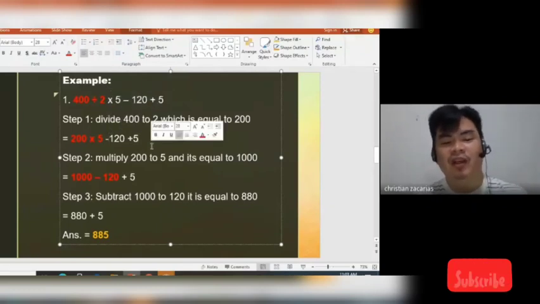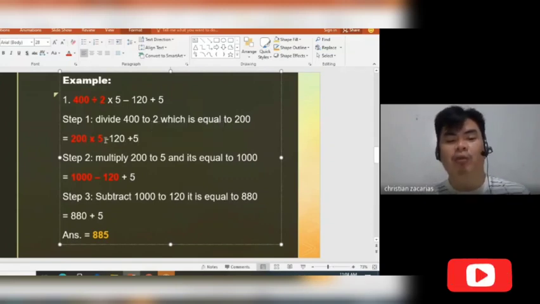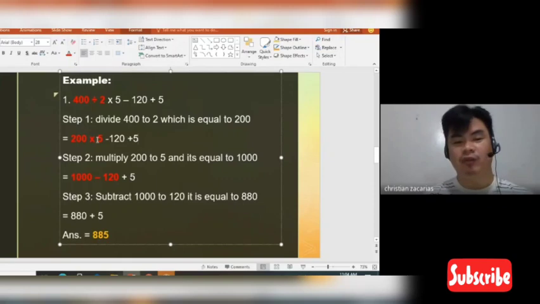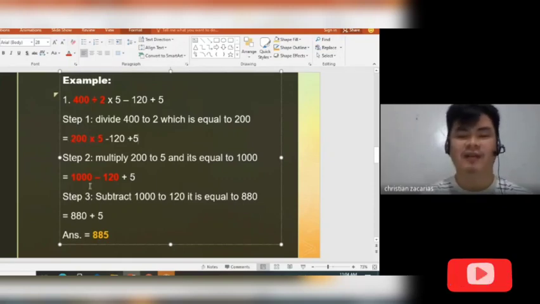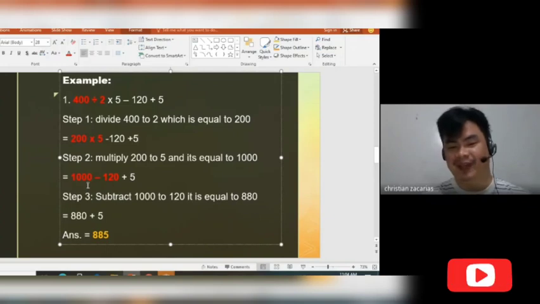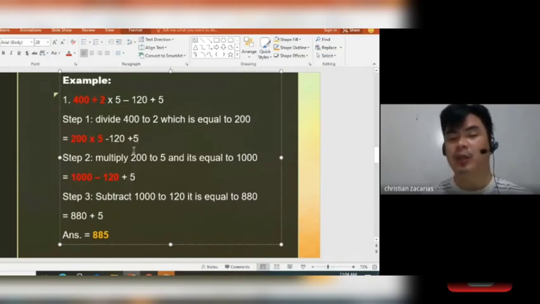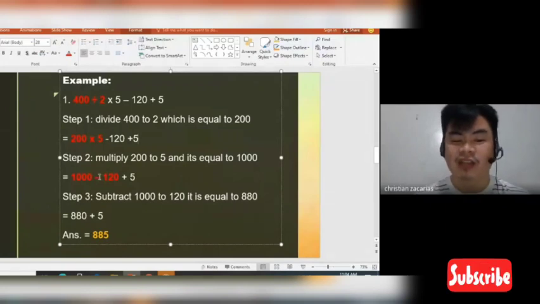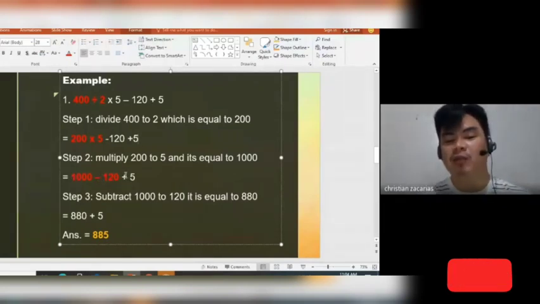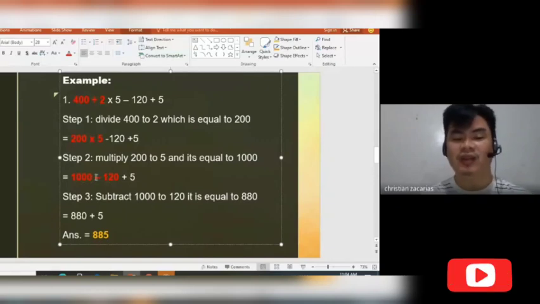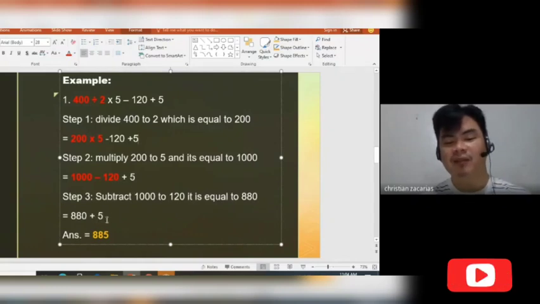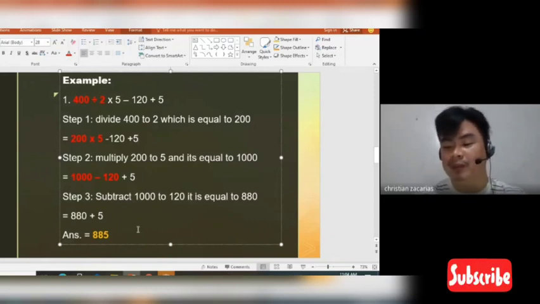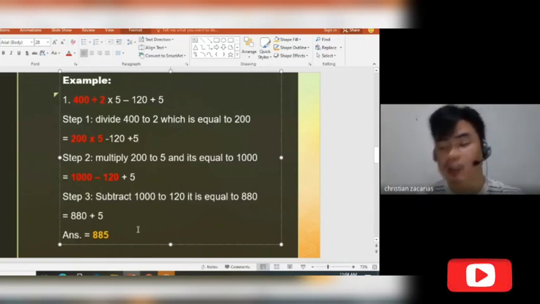Next one. Since meron tayong multiplication, wag muna tayong mag-proceed dito sa addition and subtraction. So we're going to have 200 times 5. So we got 1,000. And then proceed na tayo dun sa addition and subtraction. But unfortunately, nauna dito si subtraction. So anong gagawin natin? Mag-subtract muna tayo bago mag-add. So 1,000 minus 120, answer is 820. And then go for the last touch, plus 5, that would be 885. So that is how we're going to solve for the PMDAS. Okay? So pagdating kay multiplication, division, addition, and subtraction, magle-left to right tayo palagi.